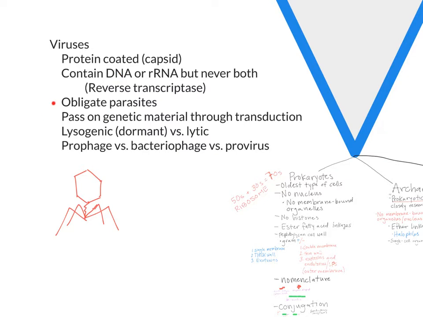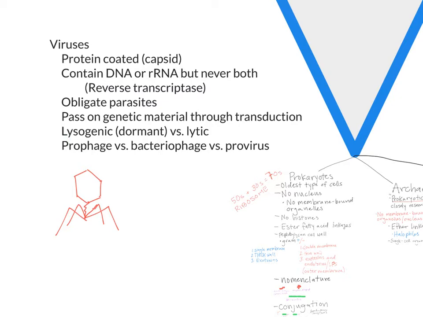So we've already talked about this. They're obligate parasites, meaning that they can't reproduce their own genetic material. They have to use a living cell to do that. They pass on genetic material through a process known as transduction. That's an important term to know. So transduction simply means when a virus passes its genetic material to a different cell.